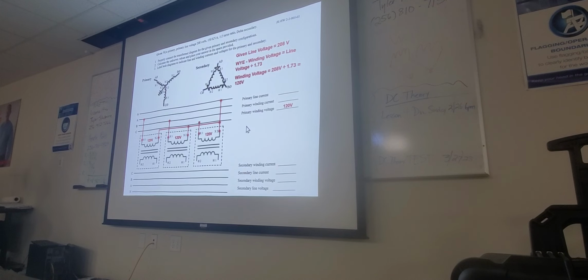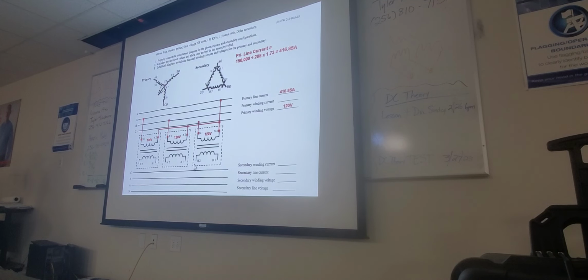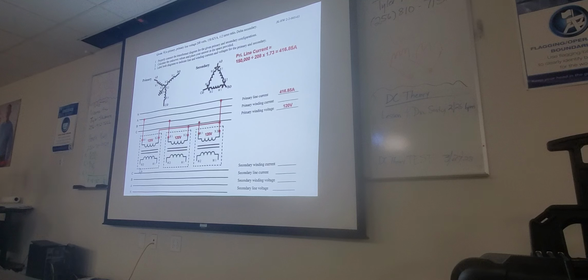Line current, 150K over 208 times 1.73 gives us a primary line current of 416.85. What is our primary winding current?